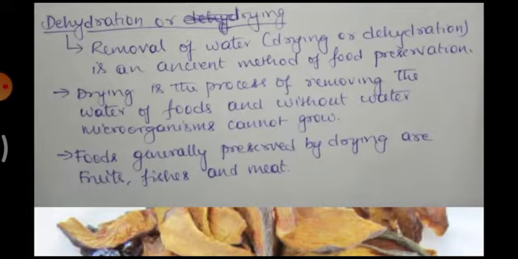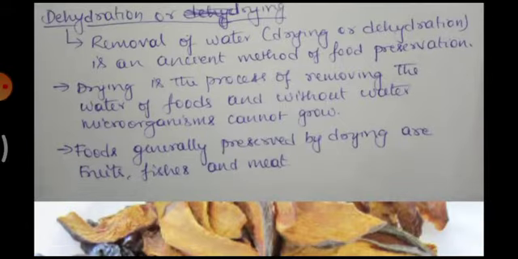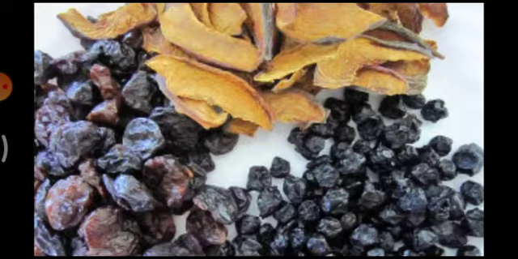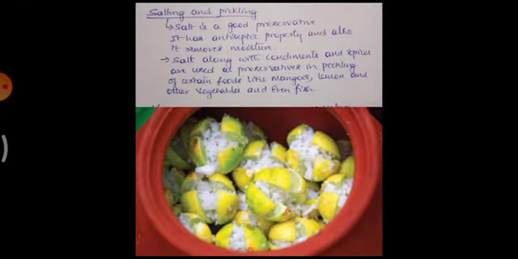Foods generally preserved by drying are fruits, fishes and meat, and also cereals and pulses can be stored by dehydration. You may have seen red chilies. Red chilies are usually obtained by the drying or dehydration process. Small fishes can also be preserved by the dehydration process. Here you can see the depiction. Black grapes or blueberries are dehydrated and then they can be kept for a longer time. Like this, several food items can be preserved by the dehydration technique.